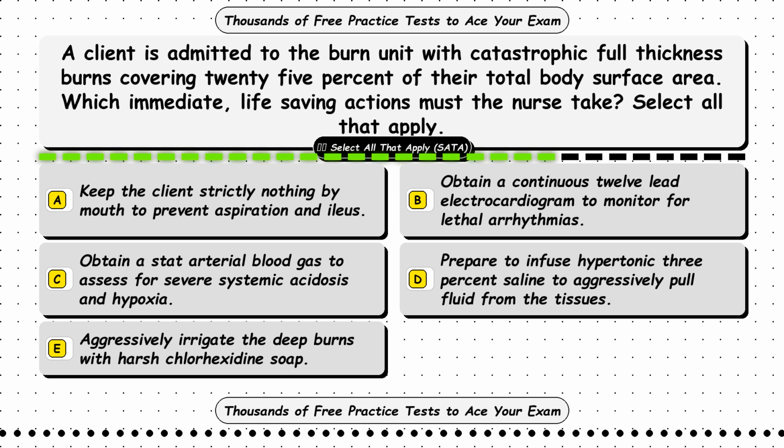Option D, prepare to infuse hypertonic 3% saline to aggressively pull fluid from the tissues. Option E, aggressively irrigate the deep burns with harsh chlorhexidine soap.